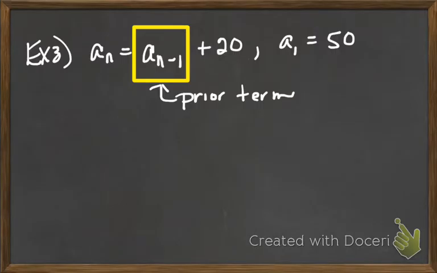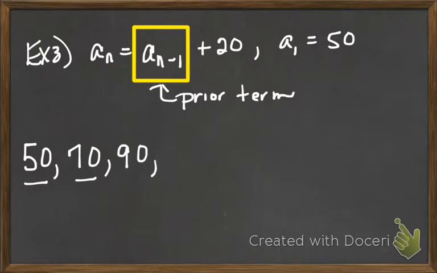They're telling us that we're going to start with the first term of 50. To get the next term, you're going to take the prior term, which is 50, and you're going to add 20. So 50 plus 20 is 70. To get the third term, you're going to take the prior term, which would be the second term. That would be 70. And you're going to add 20. To get the fourth term, you're going to take 4 minus 1, which is 3, which is the third term, which is 90. You're going to add 20 to that, and you're going to get 110.